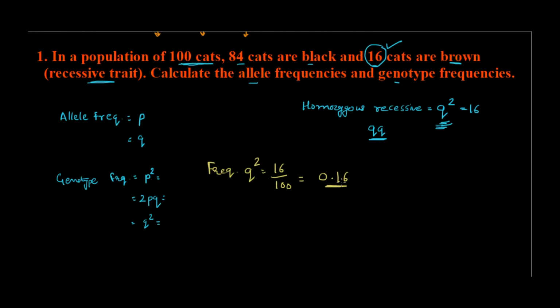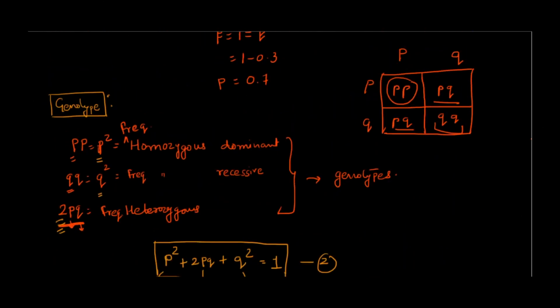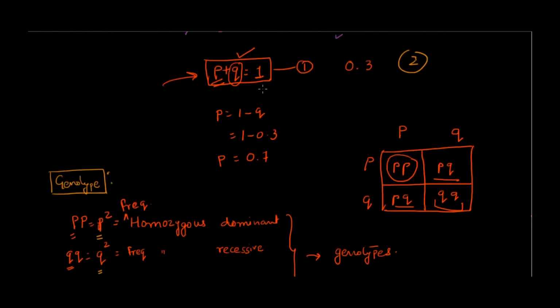This makes half of my work easy. I know the frequency of q². Simply I can find out the frequency of q from this. Just take the square root of this value. So it is 0.4. Frequency of q is 0.4. Now do you remember, if I know the frequency of one allele, I can find out the frequency of another allele from this equation, p + q = 1.